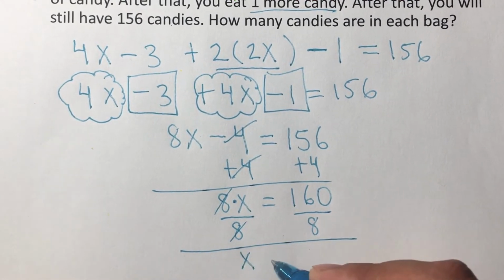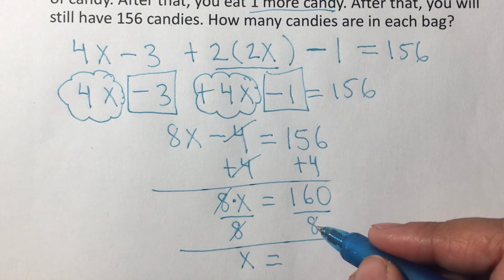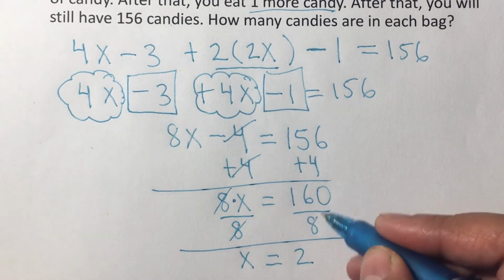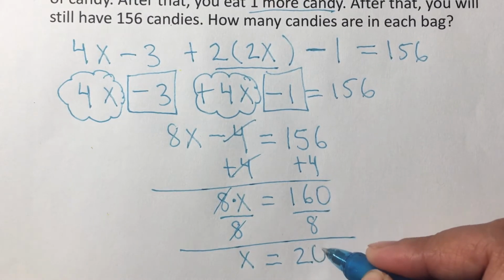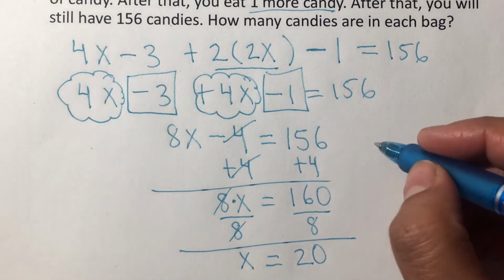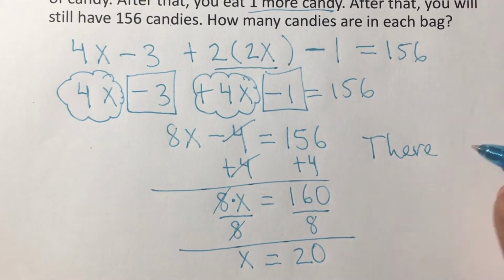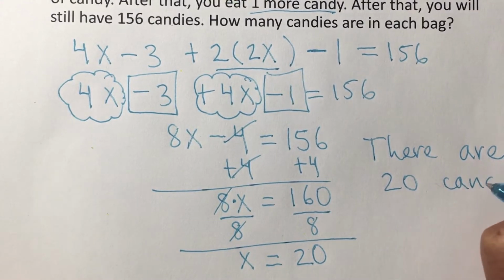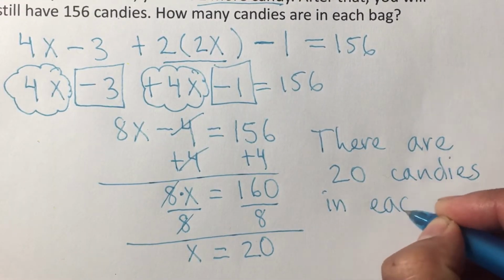We get x equals, how many times does the 8 go into 16? 2 times. And the 8 in 0 is 0, so it's 20. So how many candies are in each bag? There are 20 candies in each bag.